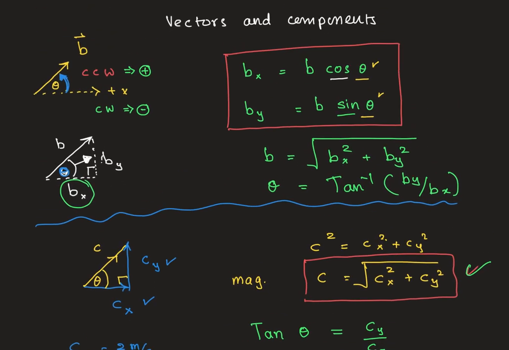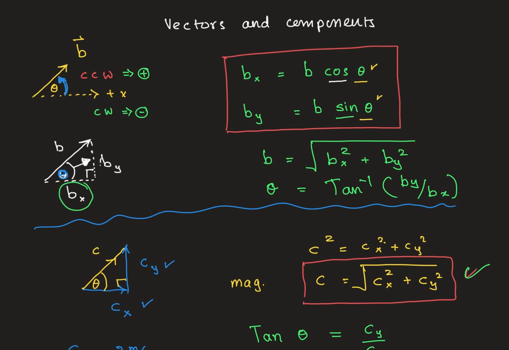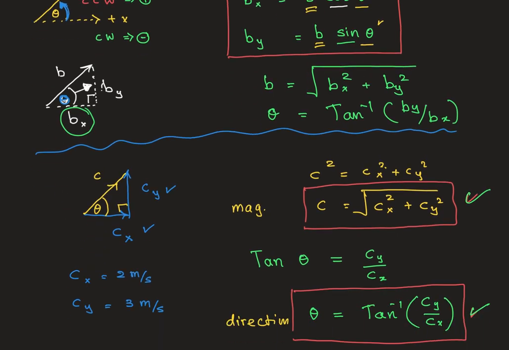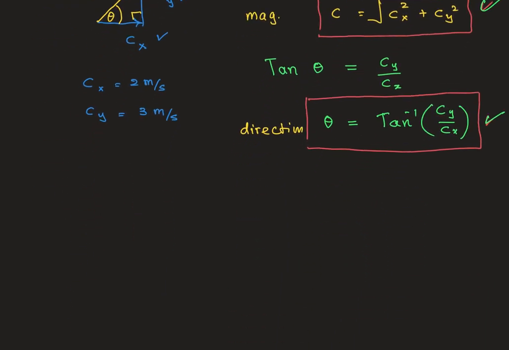If you know the vector components, this is what you do to find the magnitude and the direction. If you don't have the x component, but the vector is given as B, then you can find the x and y components using these equations. Bx is B cosine theta and By is B sine theta. Alright, now we can look at an example.